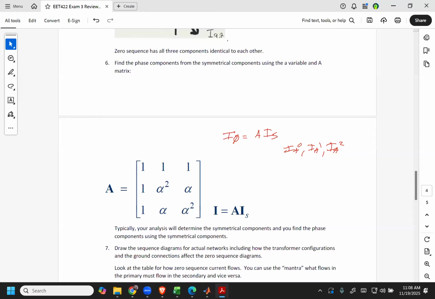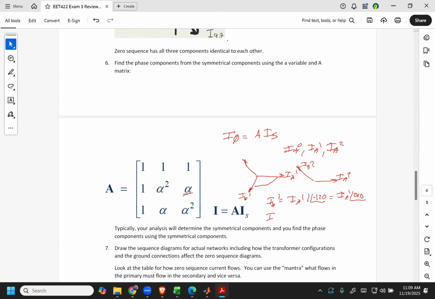The capital A matrix has this term a in here. The reason why is, if you remember, if this is IA1 and IB1, and this is IA2, and IB2 would be up over here, we can see that I have to phase shift IA1 by 120 degrees and keep the same magnitude. So IB1 is simply going to be equal to IA1 phase shifted. I'm going to multiply that by 1 at an angle of minus 120, or 1 at an angle of 240 degrees.